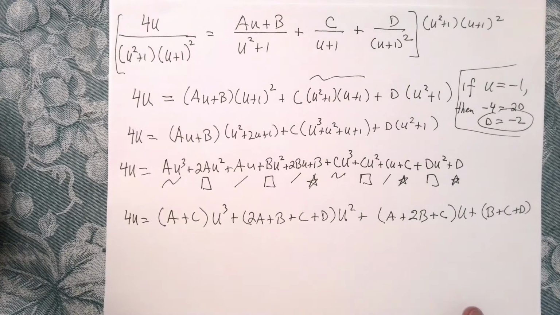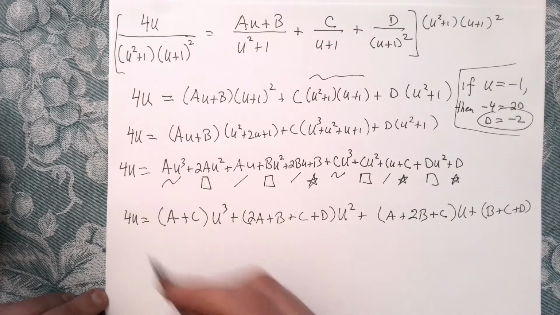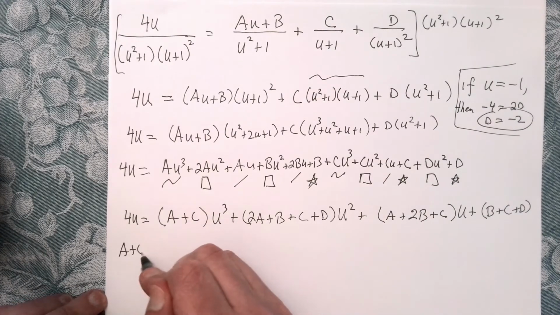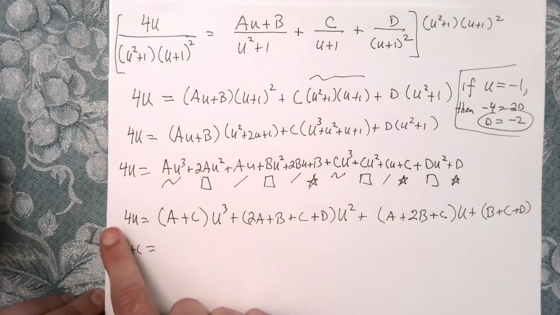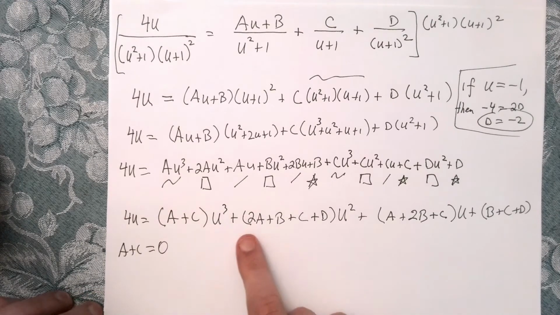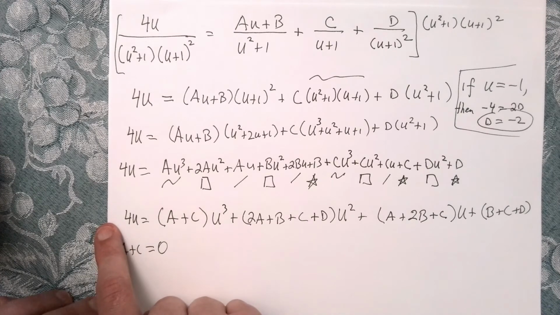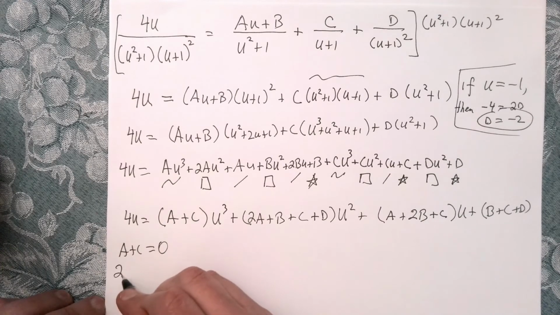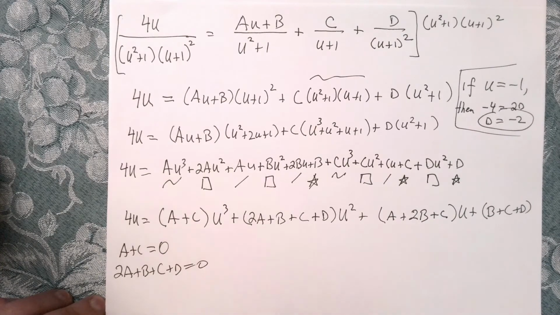Okay, so now we can go ahead and equate coefficients. So the coefficient of u cubed on the right must equal the coefficient of u cubed on the left. And that coefficient must be 0 on the left because nothing else would have made that disappear. So the coefficient of u squared must equal the coefficient of u squared on the left, but again, on the left, that coefficient of u squared must be 0. So I've got 2a plus b plus c plus d is 0.